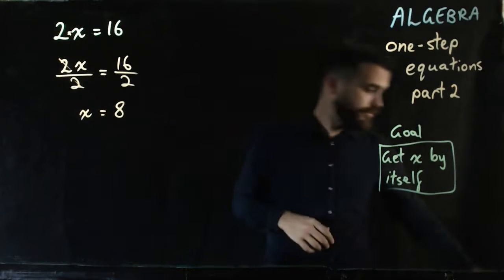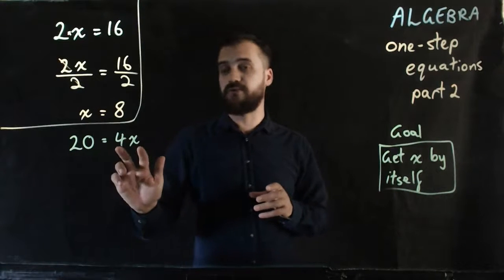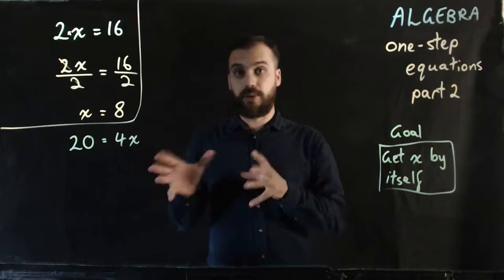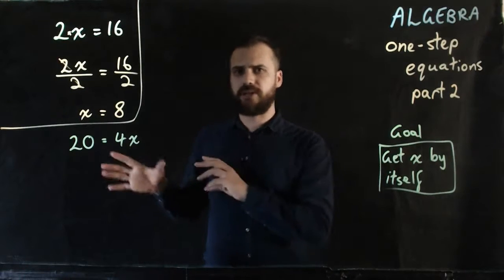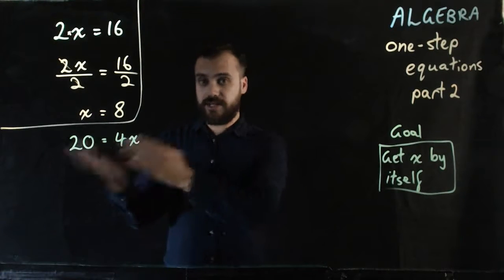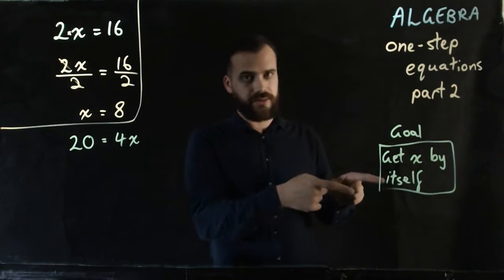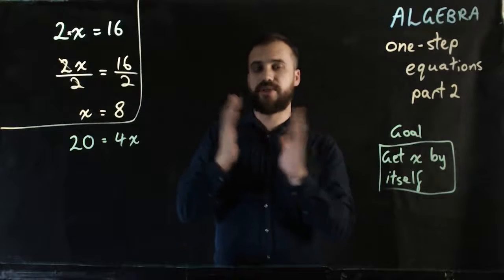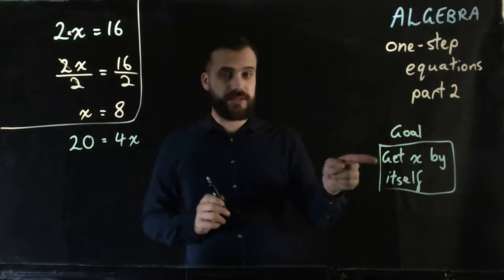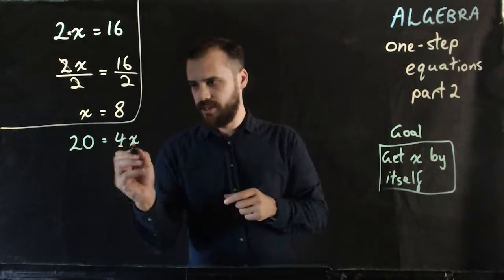Let's have another try. Okay, this one's going to look a little bit different. 20 equals 4x, which you guys know means 4 times x. Now you're probably looking at this going, wait a minute, x has always been on the left-hand side. Doesn't matter. X can be on the left-hand side, x can be on the right-hand side, but as long as we understand that we need to get x by itself, and we always have to do the same thing to both sides, we're okay.